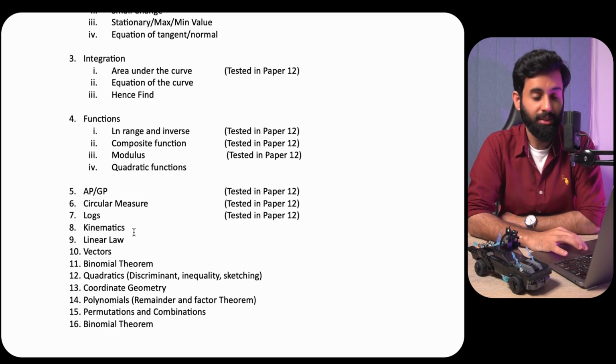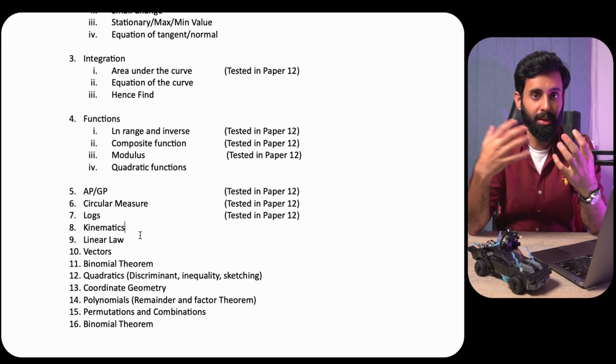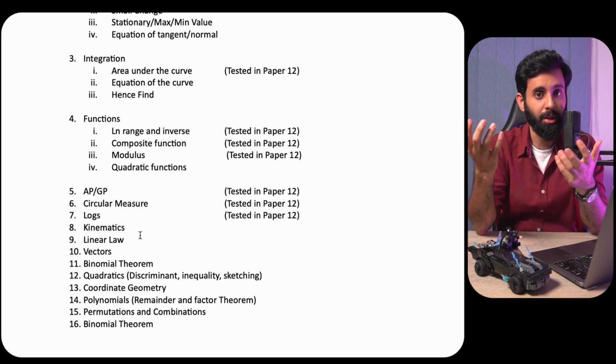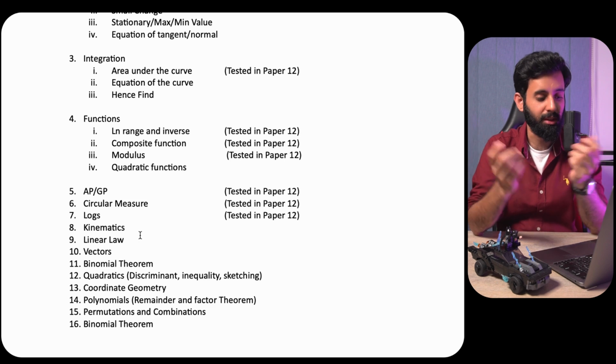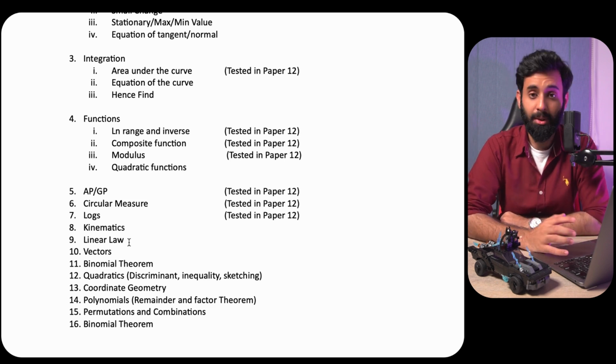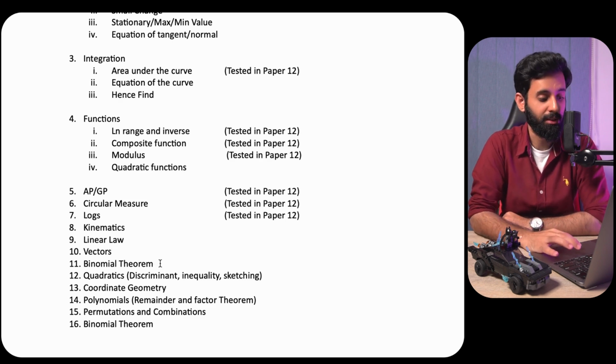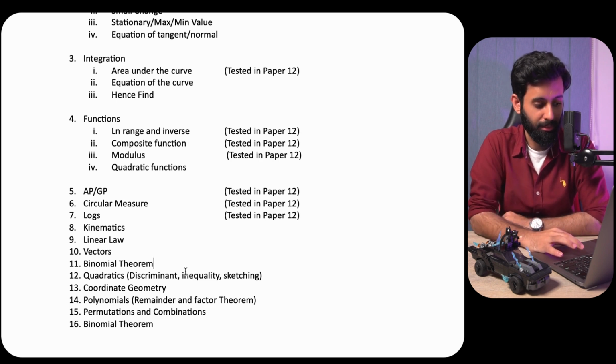Okay, then kinematics, again, no kinematics. So you can have a question mixed up with differentiation. Kinematics is already about differentiation and integration, so they might even mix it up with that. And then apparently there was no question on linear law, so you can expect linear law in paper 2. Vectors also. Binomial theorem, again, surprisingly, no question on binomial theorem, so you can expect it to be tested in paper 2.